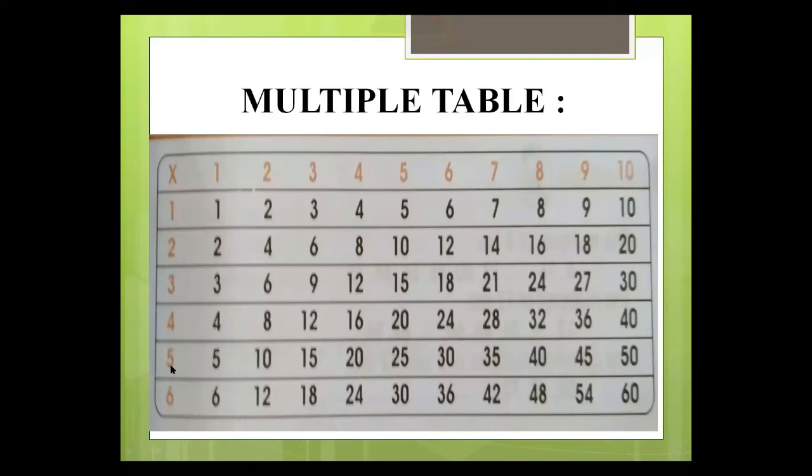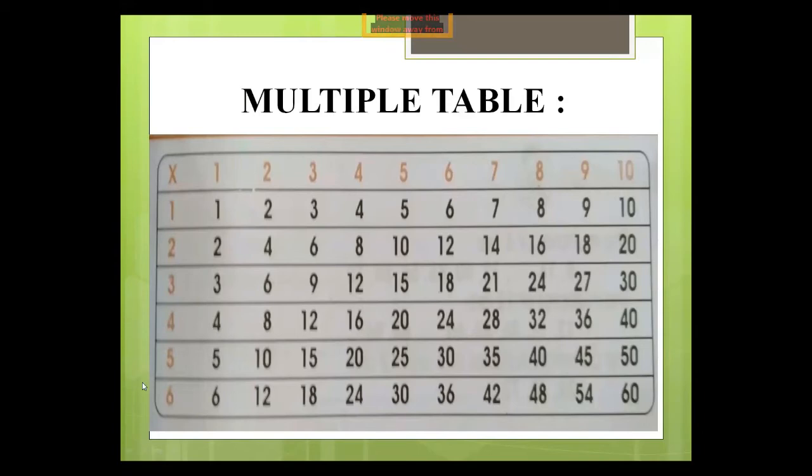Similarly, if we discuss 5, the first 10 multiples of 5 are 5, 10, 15, 20, 25, 30, 35, 40, 45 and 50, and so on. Similarly, for 6: 6, 12, 18, 24, 30, 36, 42, 48, 54, 60.